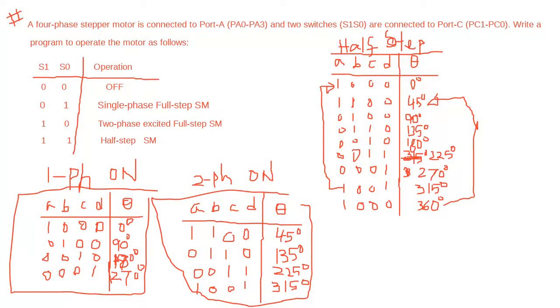Is it clear? What is single phase excited mode? What is two phase excited mode? What is half step mode? So this is the basic idea about the stepper motor. Now our main purpose here is about writing a program to control these things using switches.